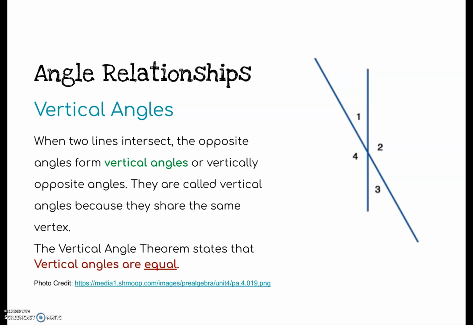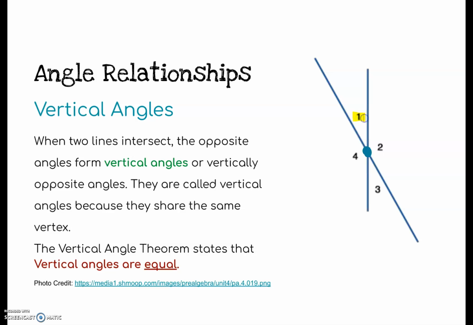Vertical angles are a pair of opposite congruent angles formed by intersecting lines. These angles are called vertical angles because they share the same vertex. In this case, we have two intersecting lines. From that, we have two different pairs of vertical angles.